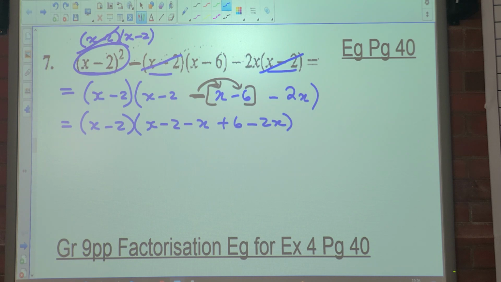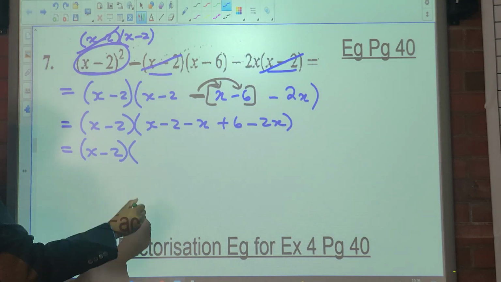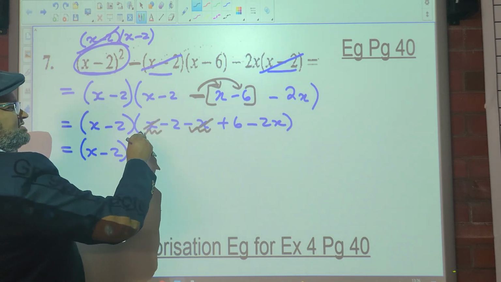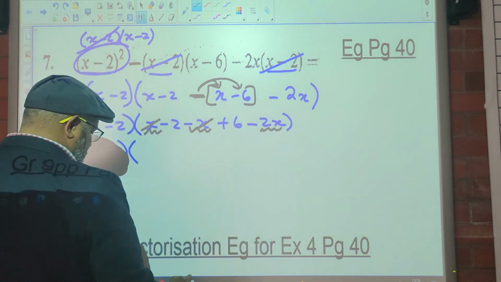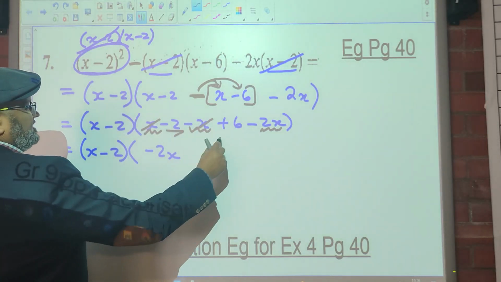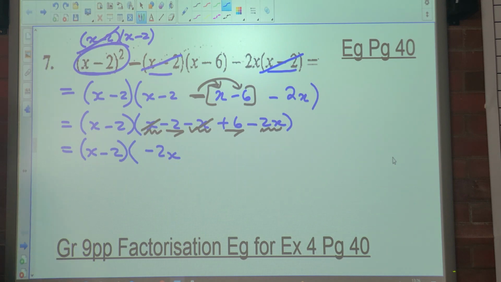What can be done now? Like terms, not so? So I've got x minus 2. So in the bracket is x minus x. That cancels, and I'm left with minus 2x. Then minus 2 plus 6. What's minus 2 plus 6? Sorry, positive.